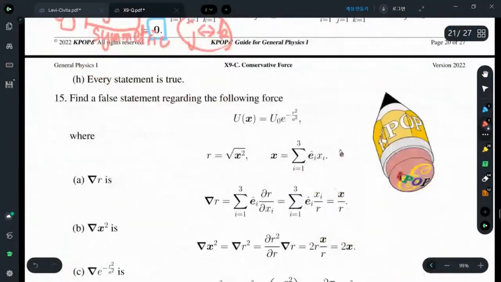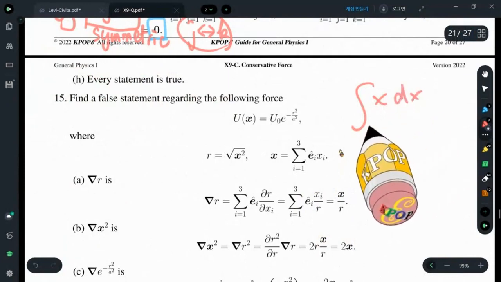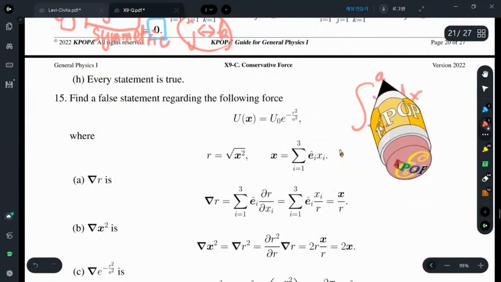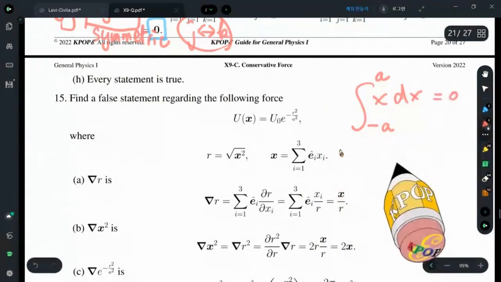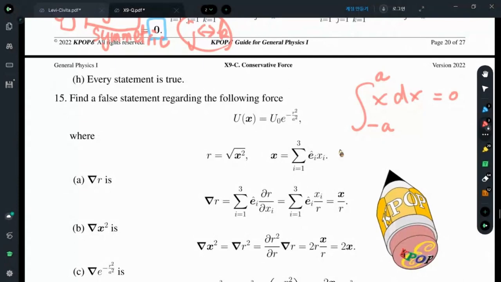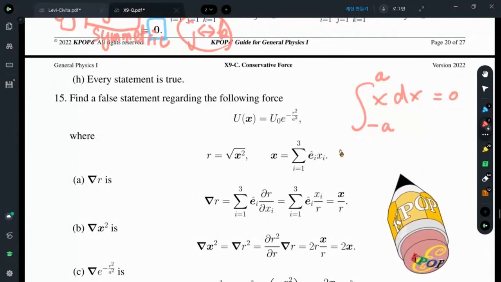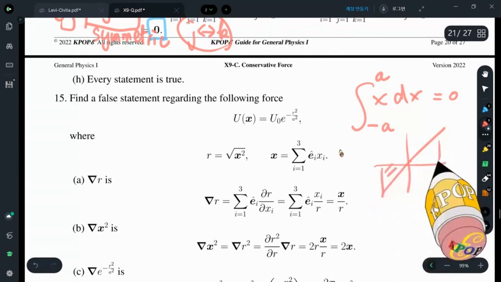It is just like an odd function integrated over a symmetric region. It is a 0. They cancel.